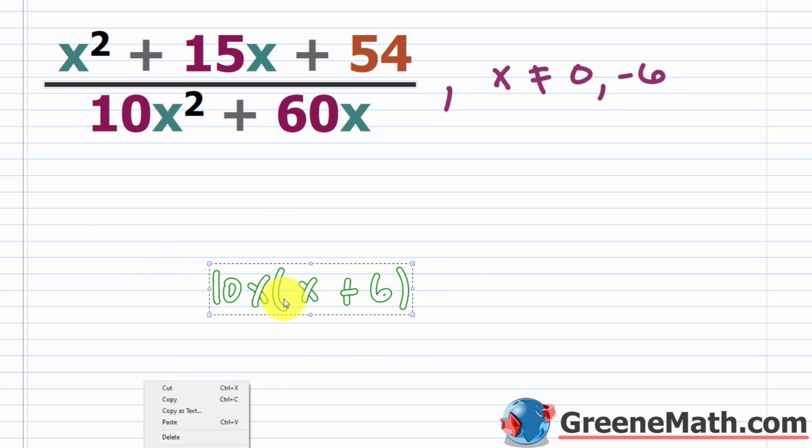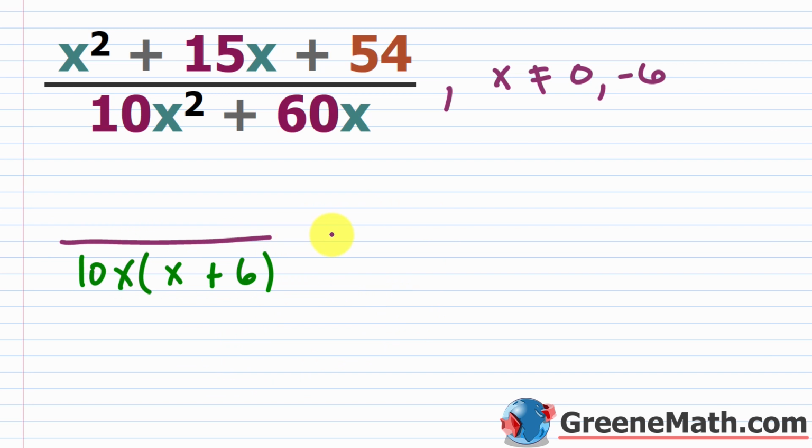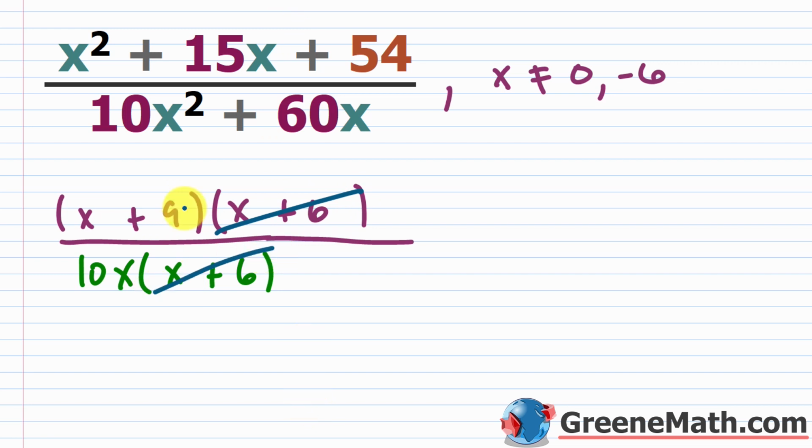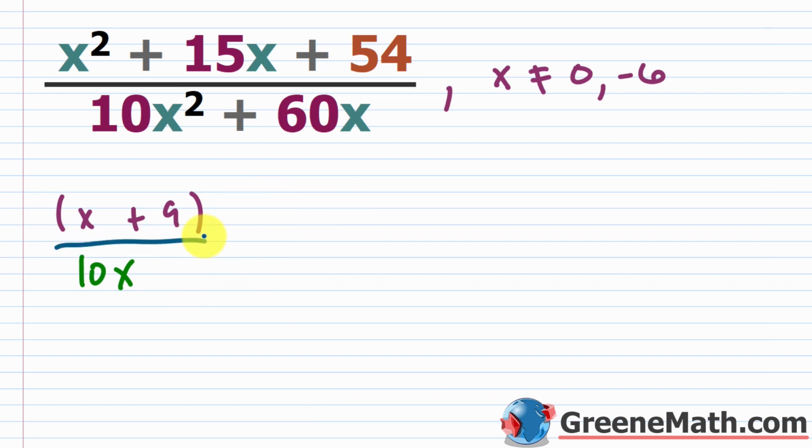All right, so I'm going to keep this factored version of the denominator. And now I just need to factor the numerator. So I know this is the easier case scenario. X goes here and here. So give me two integers whose sum is 15 and whose product is 54. Pretty easy, that's 9 and 6. So again, I can cancel this with this, and I'm left with x plus 9 over 10x. So you can just erase this at this point. Make this a little bit cleaner. And so we'll have x plus 9 over 10x. And again, the restrictions carry over from the original rational expression. So x cannot be 0 and it cannot be negative 6.